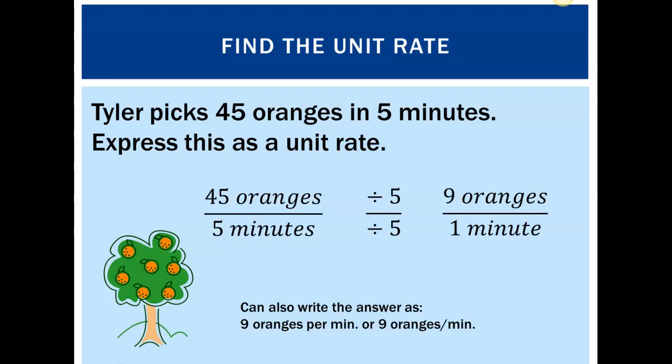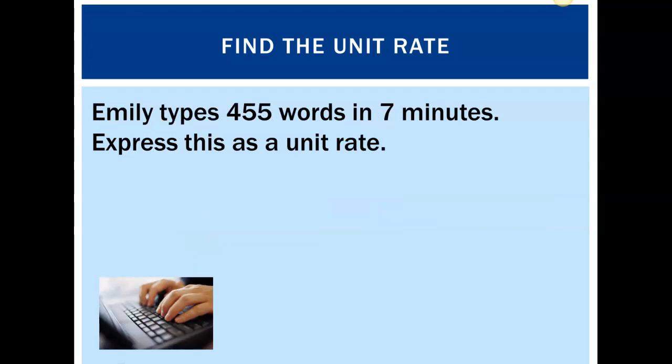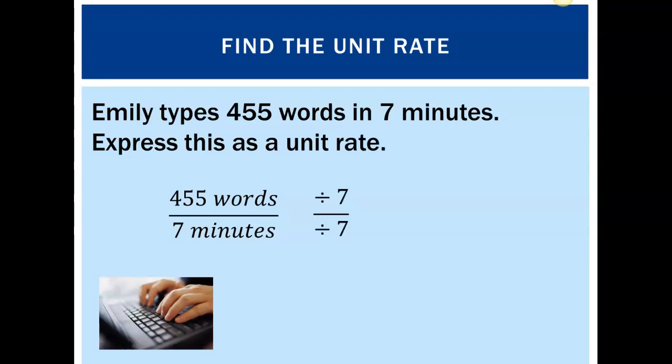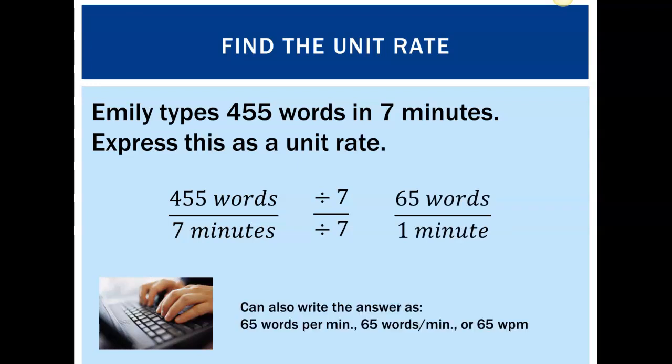Let's try another example. Emily types 455 words in 7 minutes. Express this as a unit rate. Again, we will start with the given rate, which we will write as 455 words over 7 minutes, and simplify from there. Since we need the denominator to be 1, divide both the top and bottom by 7. This will give us our unit rate of 65 words a minute. You could also write this as 65 words per minute. You could write 65 words / minute, or in this case we could use the very common abbreviation 65 WPM.